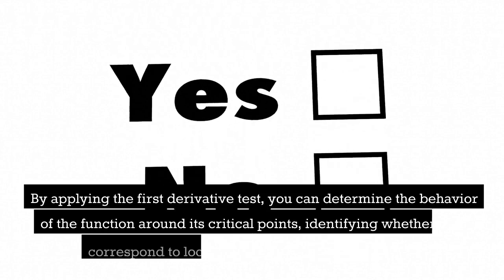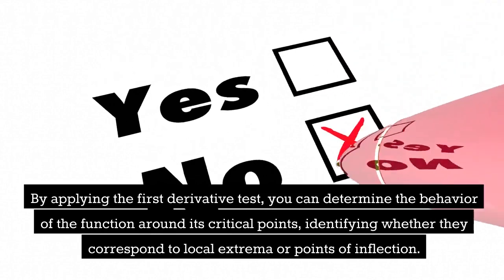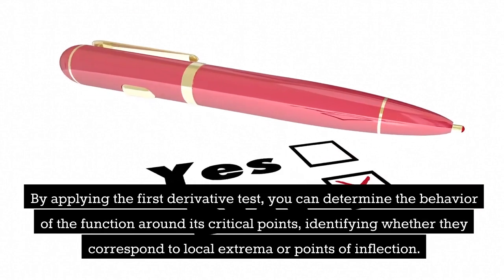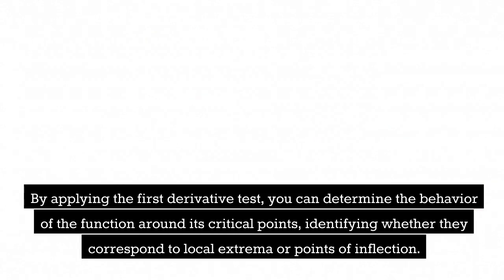By applying the first derivative test, you can determine the behavior of the function around its critical points, identifying whether they correspond to local extrema or points of inflection.